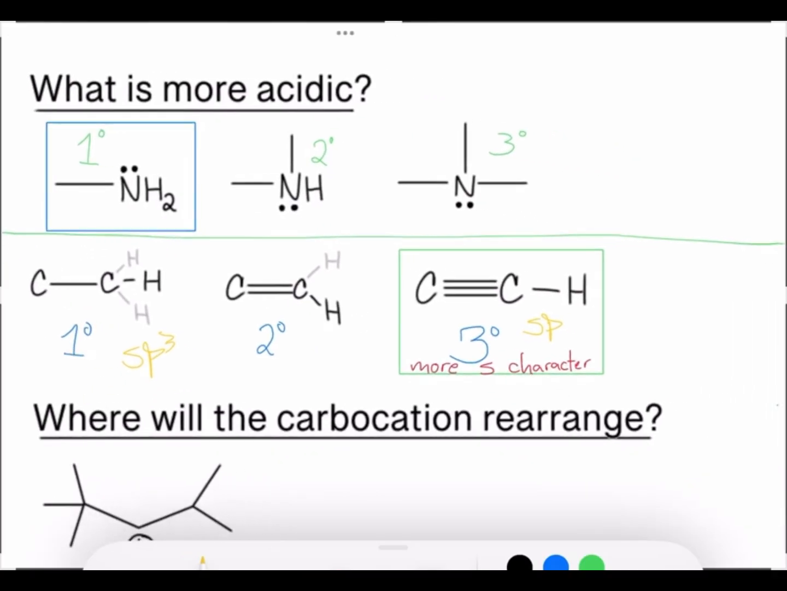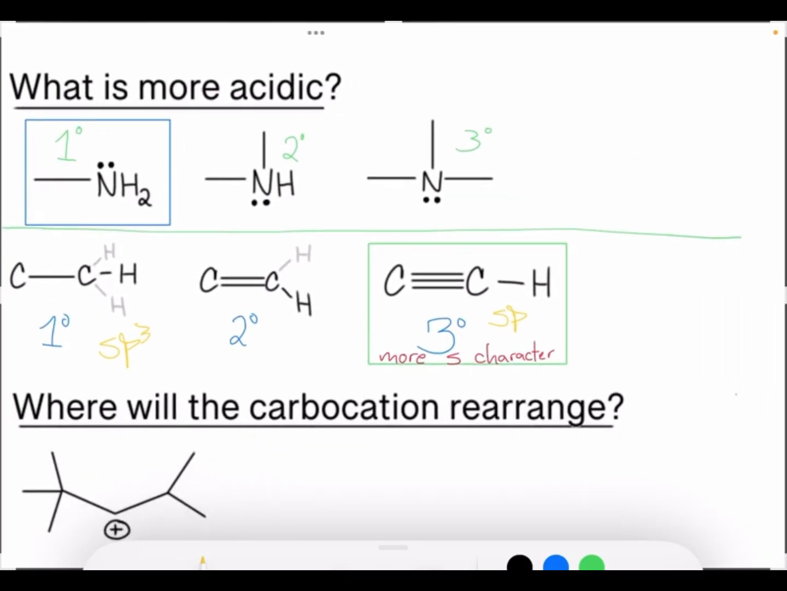Now, I know what you may be wondering, or maybe you're not wondering about this at all. But what about a benzene ring? What if I drew a benzene ring? Where does that fall in this case if we have a hydrogen attached to it? Well, our alkene is still going to be more acidic than our benzene ring. So let's add that in too.